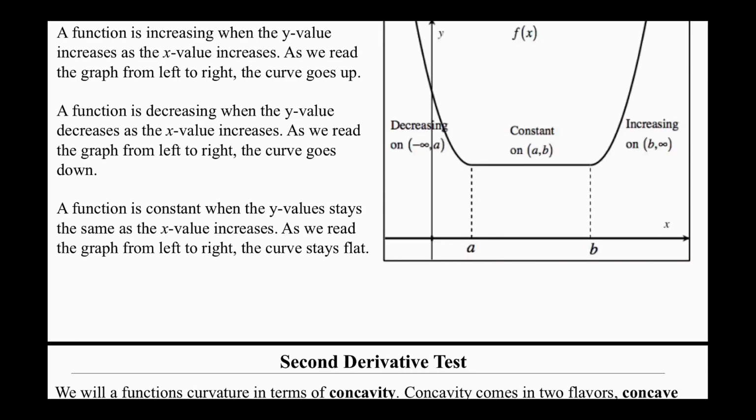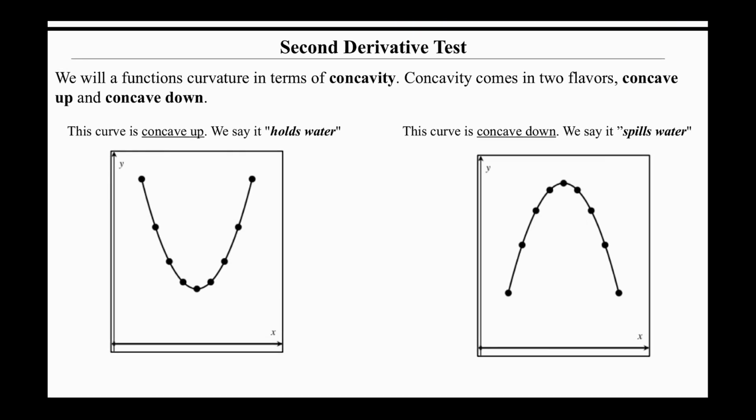So today what we're going to start with is the second derivative test. The second derivative test tells us something different. We will look at a function's curvature in terms of concavity. So the second derivative test tells us one of two things. Is it concave up or is it concave down?